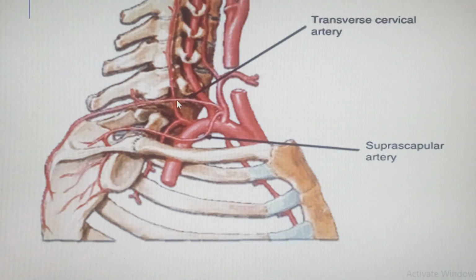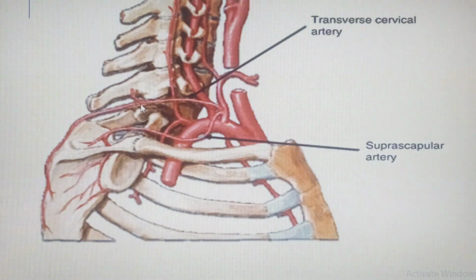Apart from that, it will also give off some branches to supply the trapezius muscle, which are the superficial muscles of the back. Apart from the levator scapulae, the rhomboideus major and minor, as well as even the latissimus dorsi. So that is how you see it.